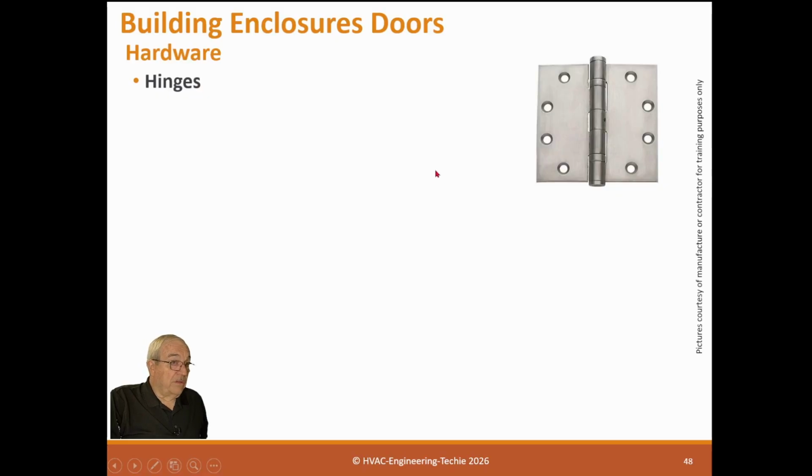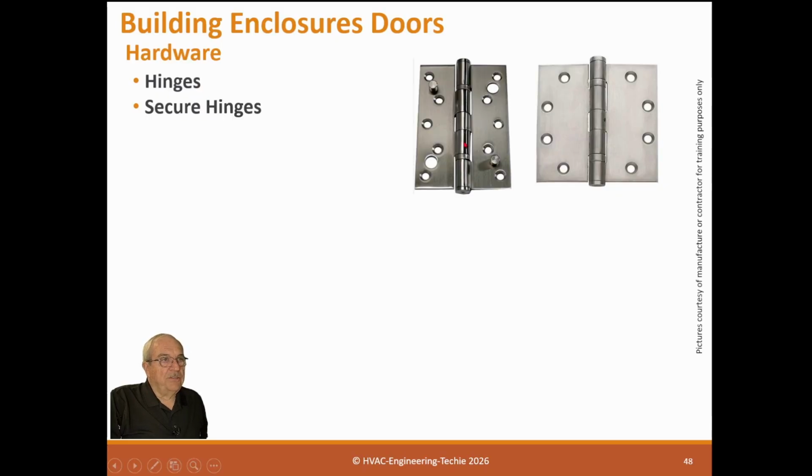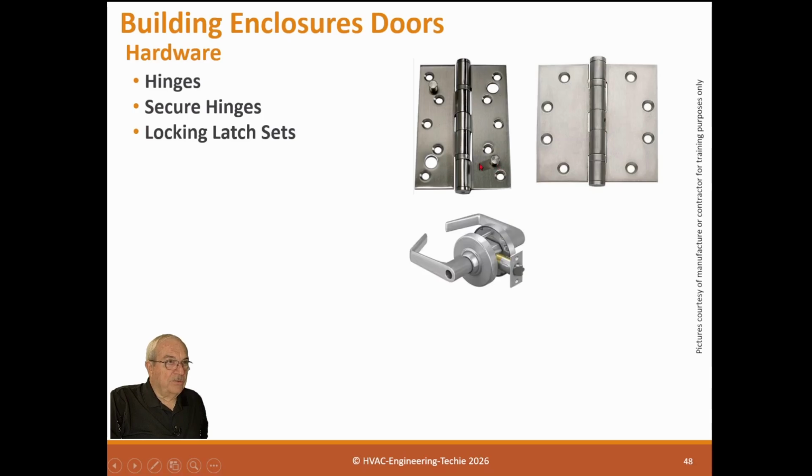Hardware. So hardware is another thing you have to pay attention to a little bit, depending on what's going on with the door. We have hinges. We have security hinges, and these security hinges work in that they have more screws holding them on, but they also have these steel bolts that go into the other side when they're closed. So in other words, to break this door down, you have to break through these steel bars, which is pretty hard to do. We have locking latch sets that close the door with a lock.